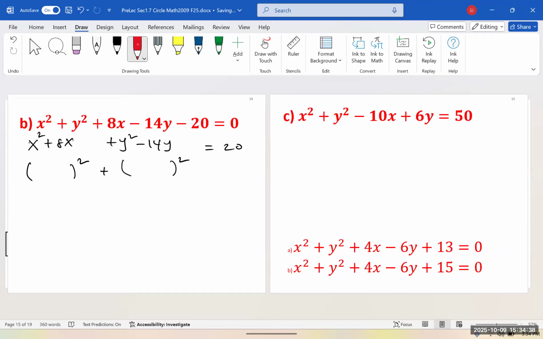So what goes inside? x plus 4. And how much do you have to subtract, or how much are you going to add on the other side? Which one? 4 squared. So you're adding 16 here. Because you're subtracting 4 squared on the left, that means you have to add on the right.